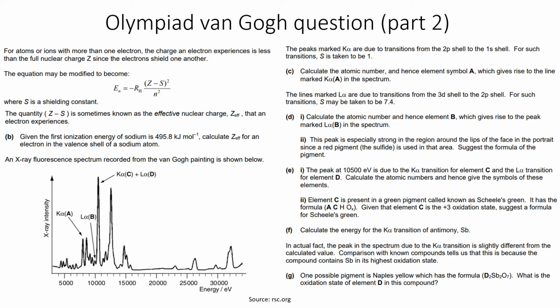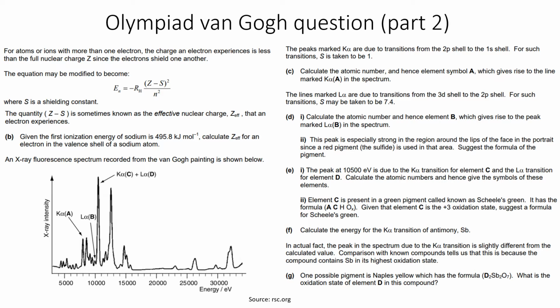Because after this we go to the L alpha transition, which is from the 3d subshell down to 2p. So this is interesting because I think having booted out the 1s electron, a 2p has dropped down to 1s, and then it seems there's a vacancy in the 2p following that transition, causing a 3d then to drop down to the 2p. And so we're seeing all these lines in the spectrum. But because this is a different type of transition, we're going from a third shell to a second shell, obviously the shielding's all different, and we take S to be 7.4 in this case.